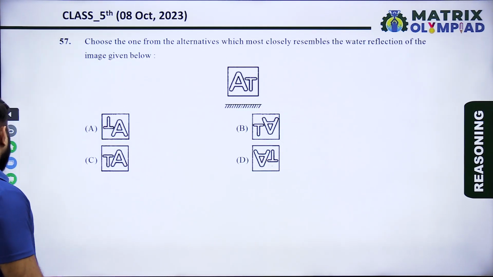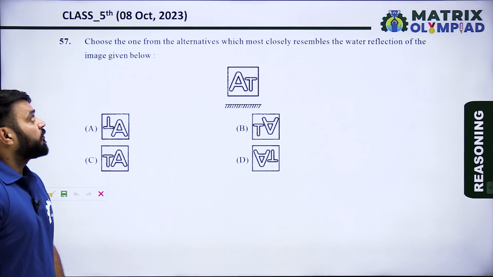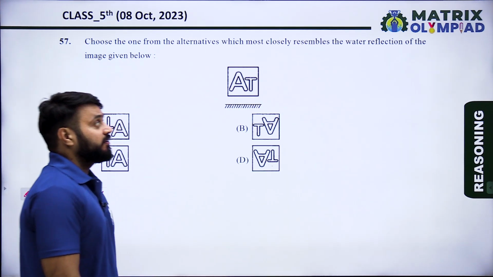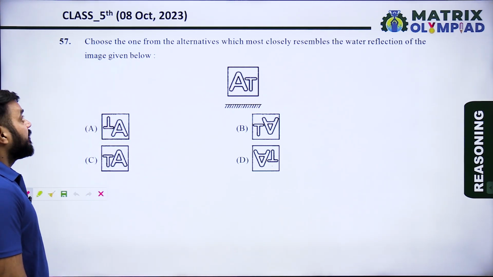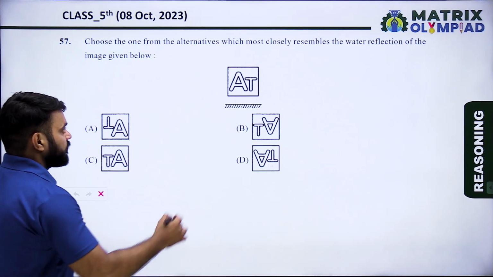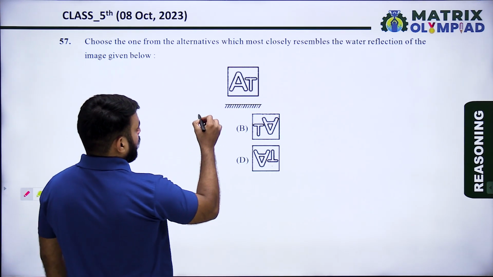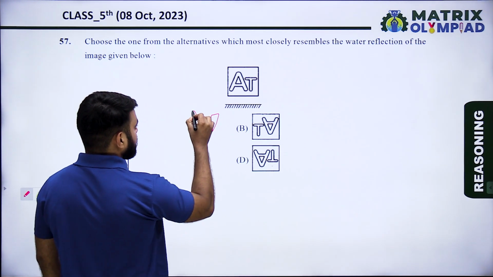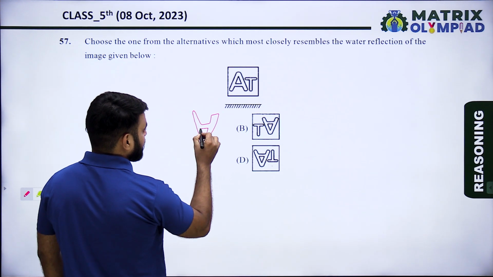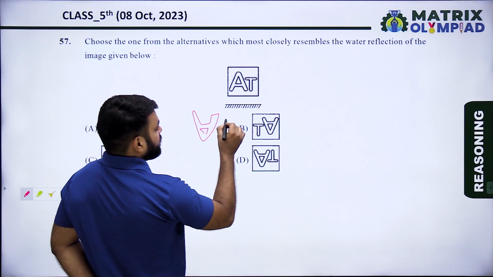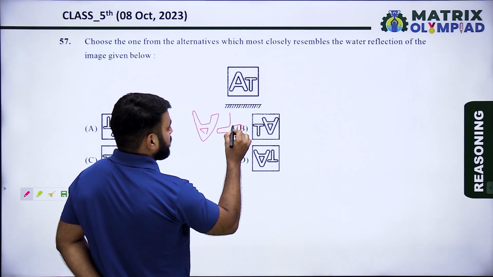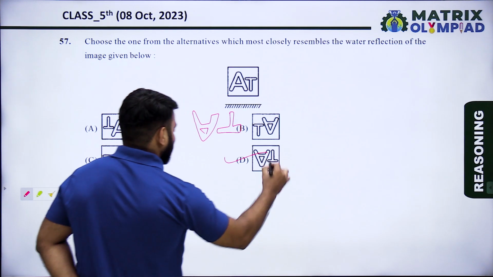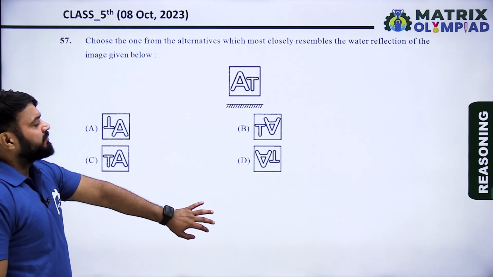Now let's move on to the next question. Choose the one from the alternatives which most closely resembles the water reflection of the given image. So the water image of A is formed like this and the water image of T is formed like this. It means option D is the correct answer. So let's move on to the next question.